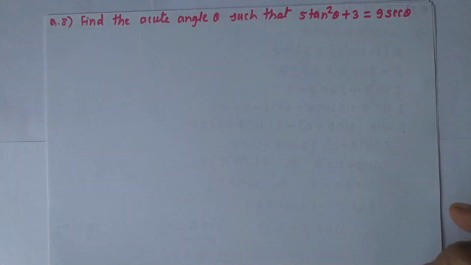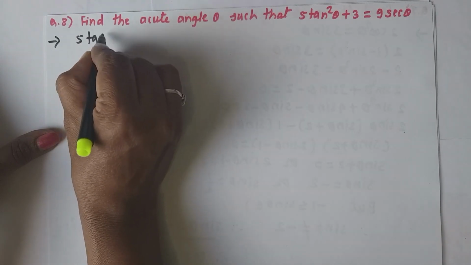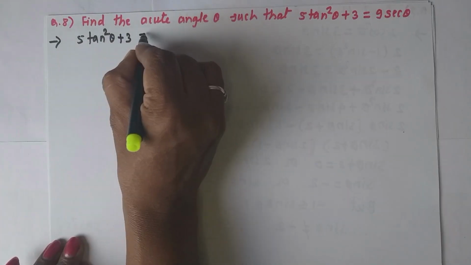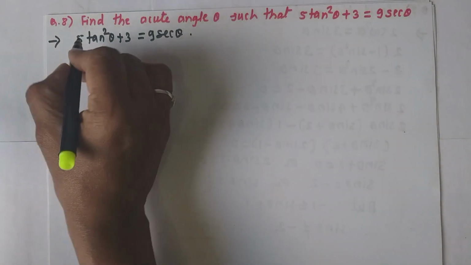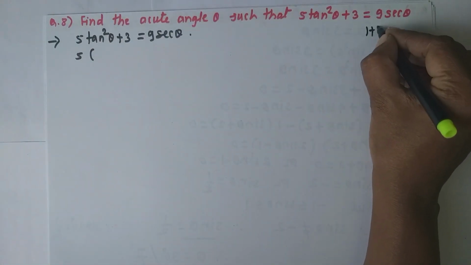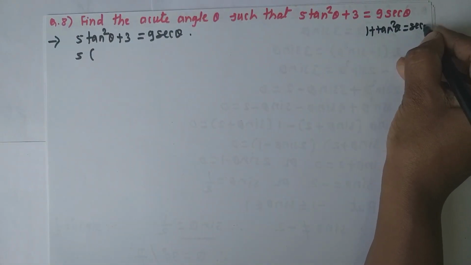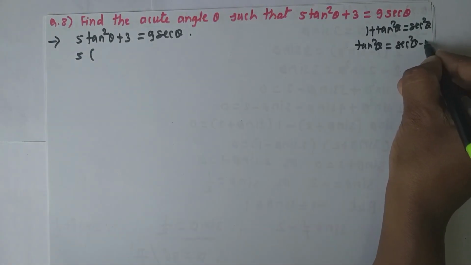Okay, find the acute angle theta such that 5 tan square theta plus 3 is equal to 9 sec theta. Here in the solution you write down the equation as it is. 5 tan square theta plus 3 is equal to 9 sec theta. To find the acute angle theta, equation should be in one of the trigonometric functions. Here there are two trigonometric functions, tan and sec. Either we have to convert sec into tan or tan into sec. It is convenient to keep the value of tan square theta as sec square theta minus 1. We know the property 1 plus tan square theta is equal to sec square theta. From this we will keep the value of tan square theta as sec square theta minus 1.